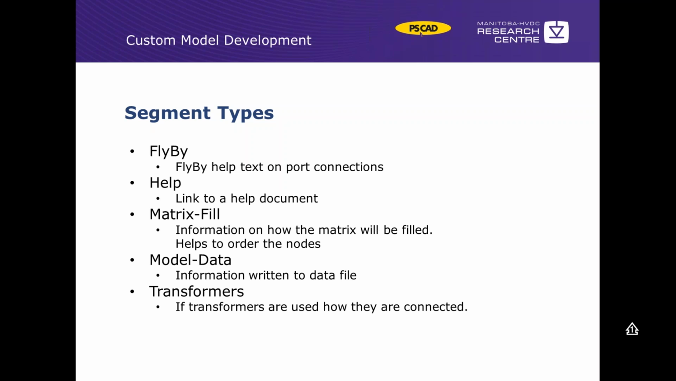And if the model needs some additional information, you can write it in the model data section without passing them as arguments to a subroutine. And there's a segment called transformers that basically has the information, if a transformer is used in this component, how the windings are connected and how many windings there are in that transformer model.